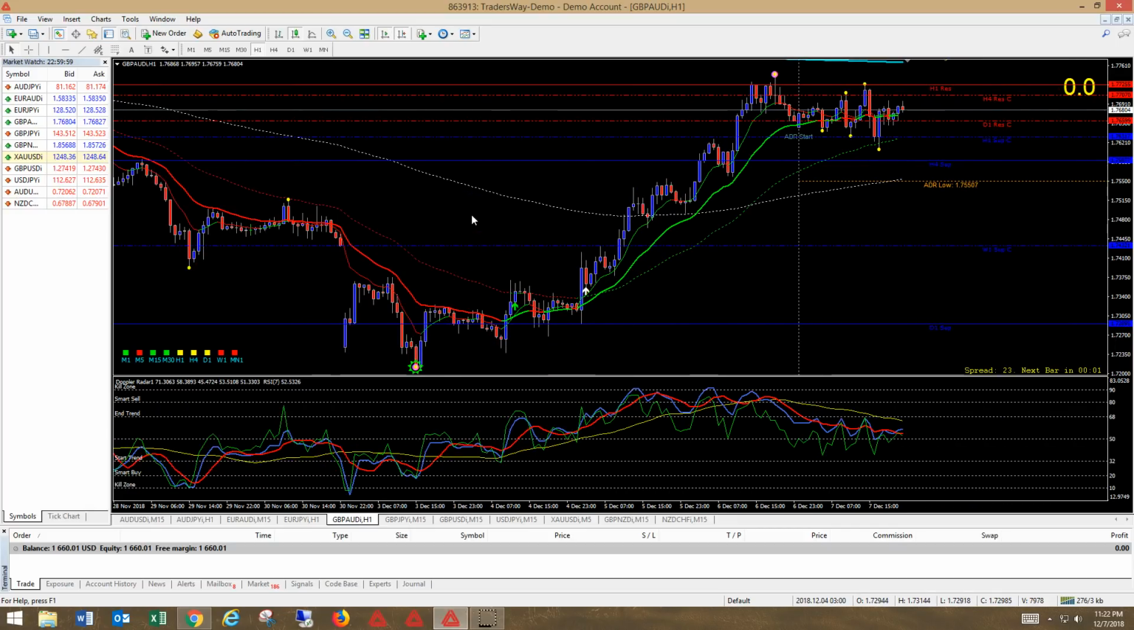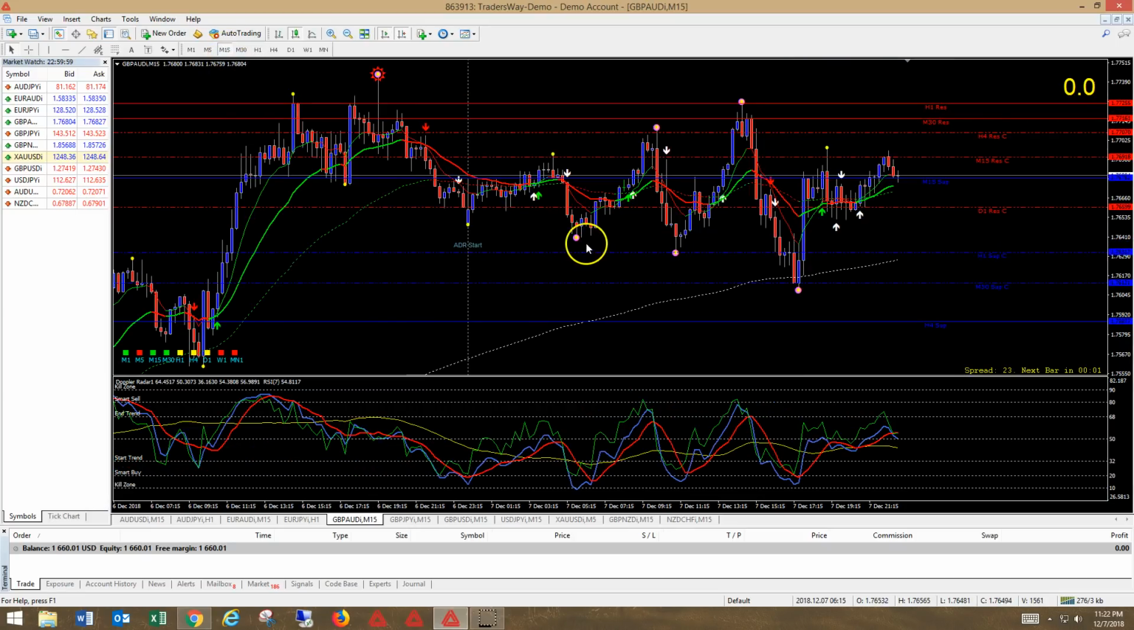All right, so again, you're looking for price to be at some type of support or resistance level. As far as TP, take profits, if you look at this, you can see the market just likes to retest highs and lows. So you can use these as potential take profit targets.